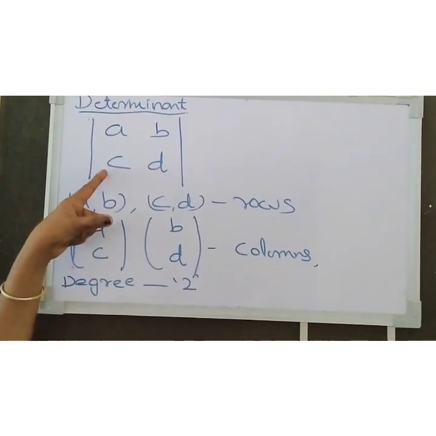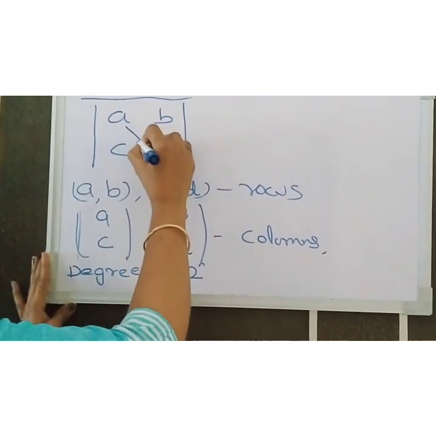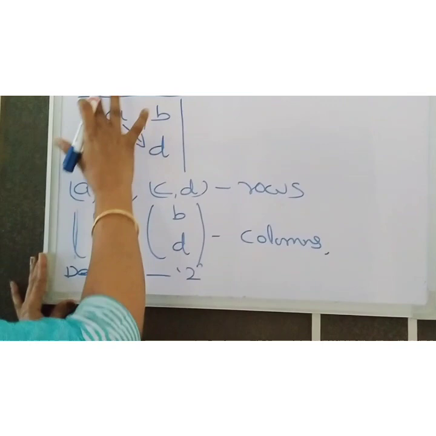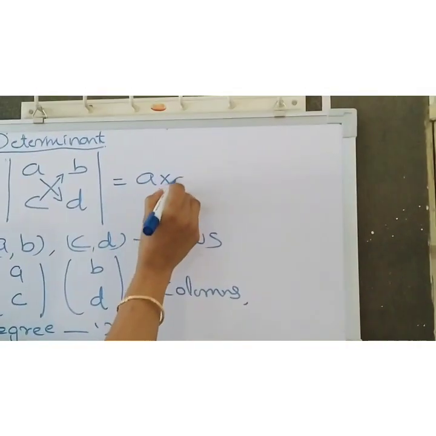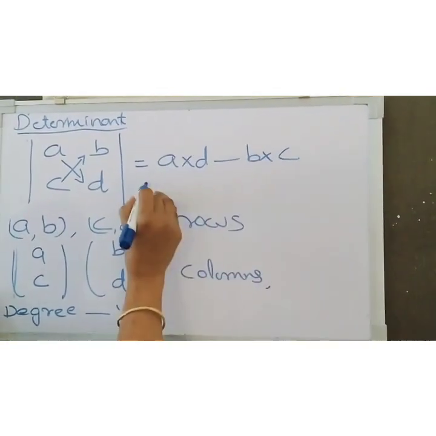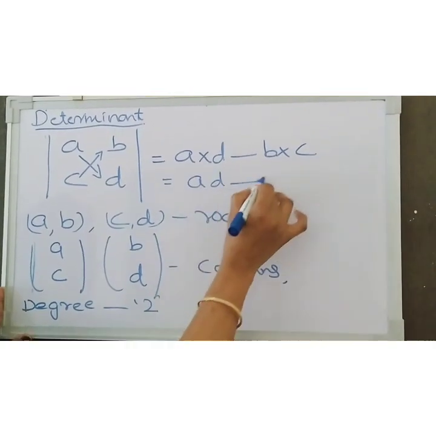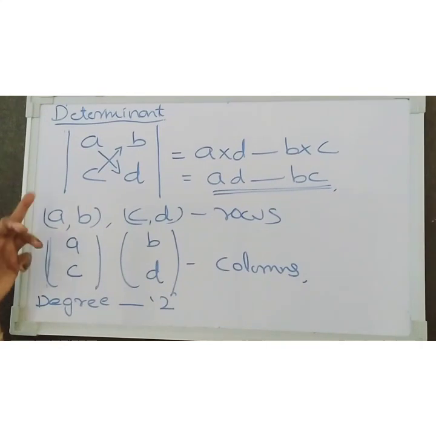Here, what is the value of the determinant ABCD? You have to cross multiply. Then you will get the determinant of ABCD equal to A into D minus B into C. Therefore, the determinant ABCD equals AD minus BC. This is the determinant of ABCD.